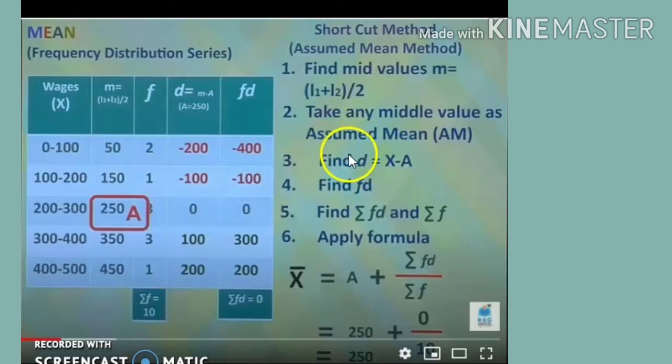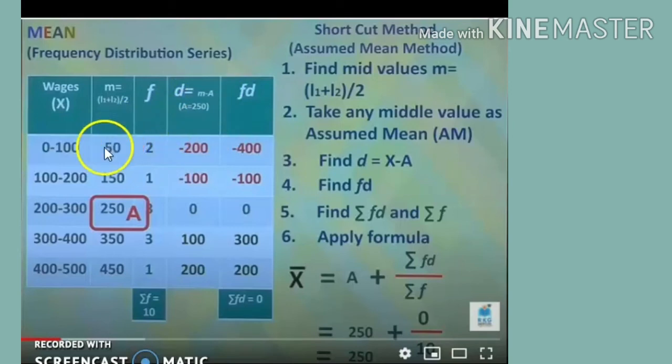Then here you have to find d. So d is x minus a, you know that. Here I had told you, instead of m you can write x also, so it's easier to find. As you know how we had converted the x, we had made it into mid value. So we can take a, that is the assumed mean, from this mid value. So here we had selected 250 as a, and you will be finding the d column. So d is equal to x minus a or m minus a.